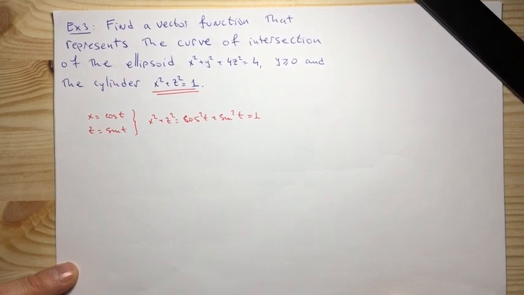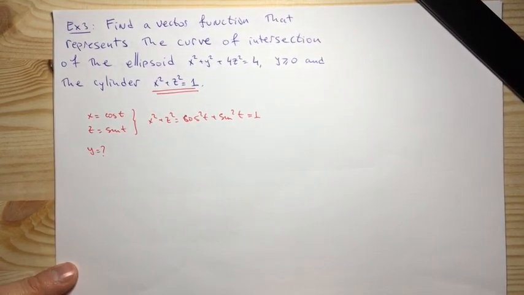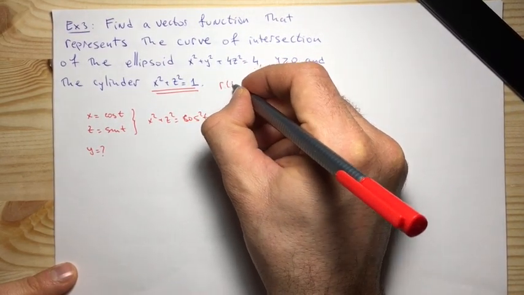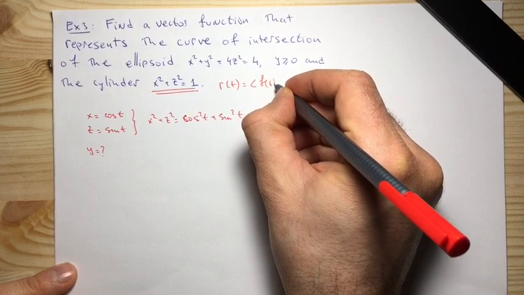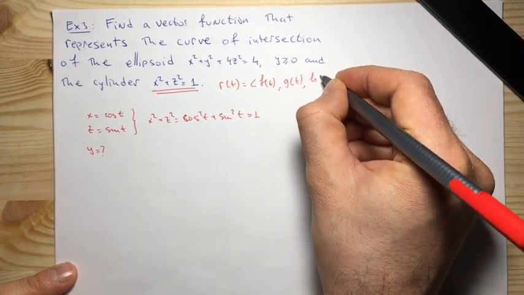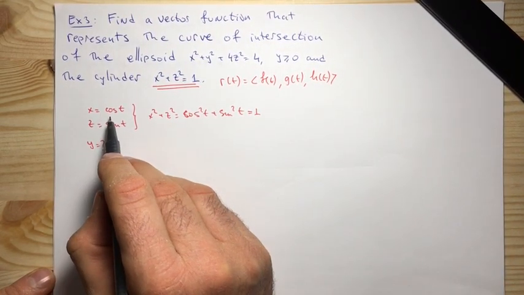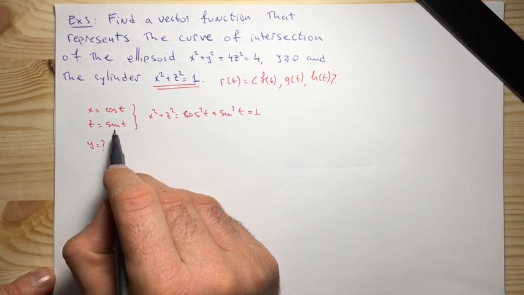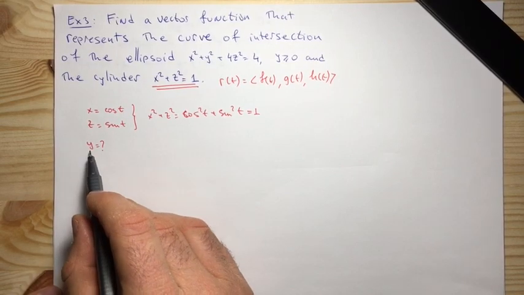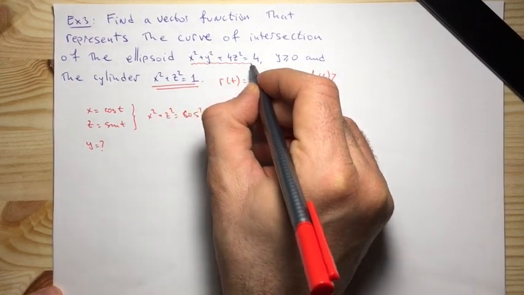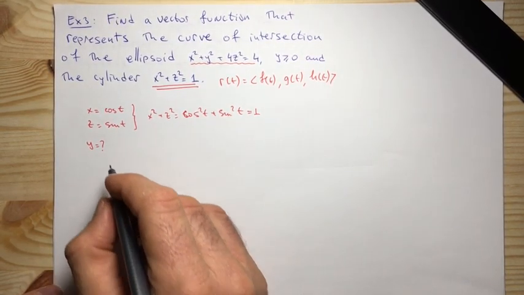In that case, the only thing that's missing is what? Finding how y is expressed through the parameter t. Why? Because basically you're looking for a vector function r of t, that's f of t, g of t, h of t, right? So this would be cosine of t equals x is going to be f of t, z is equal to sine of t is going to be h of t. Okay, so the only thing that's left is expressing y, and you find that through the equation of the ellipsoid.